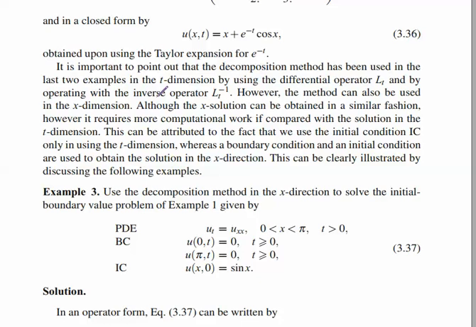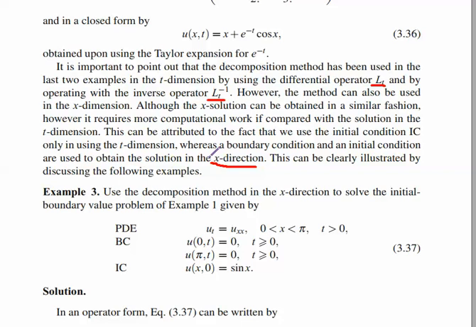So it is important to point out that this method was used in the previous lecture in the t dimension by using the differential operator L_t, and for this differential operator we choose the inverse operator L_t^(-1). But in this lecture, we are trying to change this linear differential operator and the inverse operator, and that is exactly the differential operator L_x in the x direction.